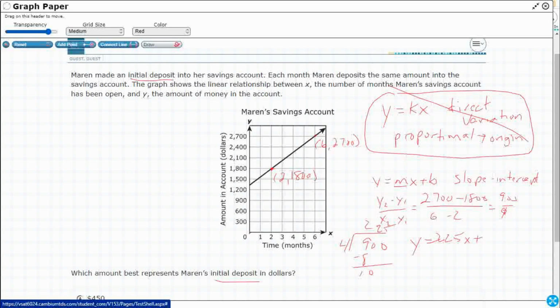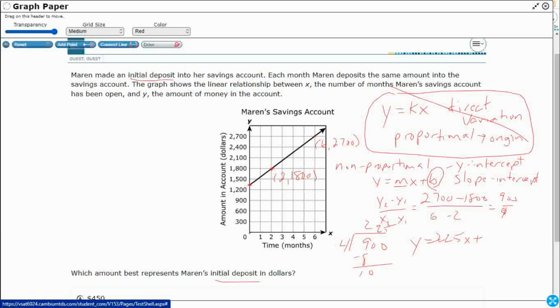But what's the initial deposit? See, that b right there, that's this y-intercept, and that's exactly what we're looking for. The y-intercept shows you that it's not proportional because it's not going through the origin. So if we're not going through the origin, where is this y-intercept? And that's it right there. So here's our y-axis, and it is meeting that somewhere between 1200 and 1500. Let me increase the transparency so my grid lines go away here. It looks like it's right in between.